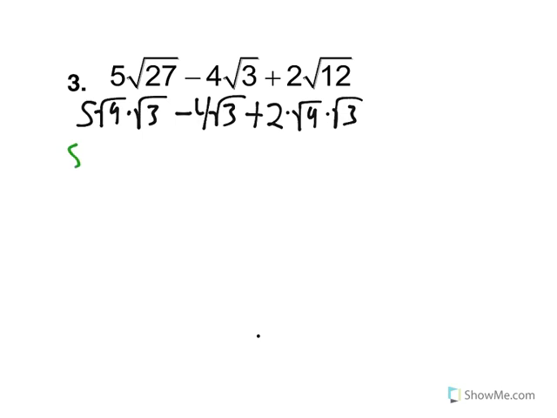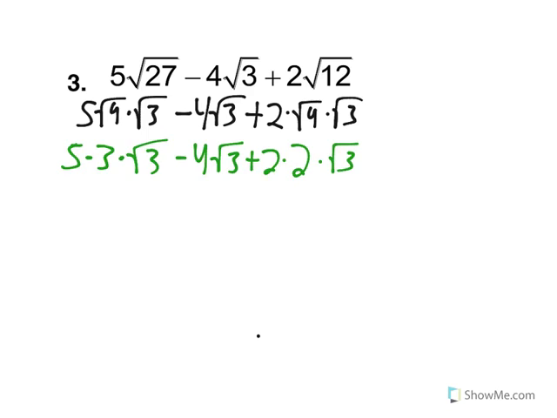Okay, so now my next step, I'm going to go ahead and keep simplifying like we've done before. So I have 5 times the square root of 9 is 3 times the square root of 3. The second one, I can't change anything about it. Then I have plus 2 times, I have the square root of 4, so 2 times the square root of 3. I'm going to keep doing my multiplication, okay? Remember, order of operations, I do multiplication first, so I'm not worried about my addition and subtraction yet. So 5 times 3 gives me 15. The second one I'm still leaving alone. And then 2 times 2 gives me 4.